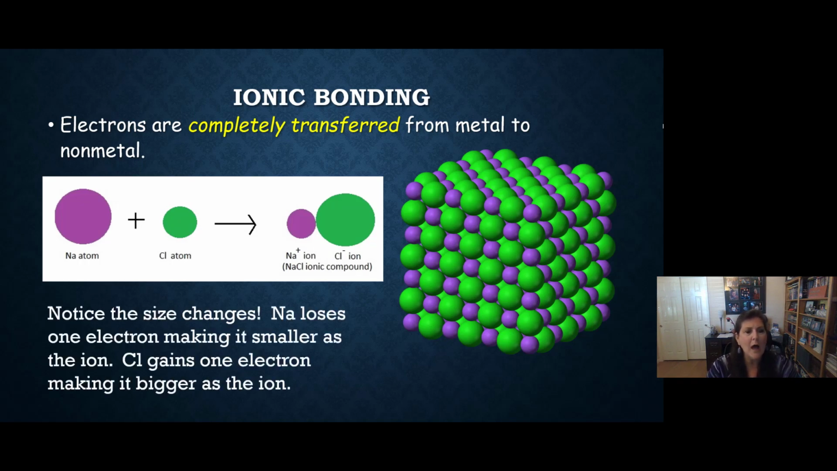Yeah, the sodium lost an electron and that made it smaller, and chlorine gained an electron and that made it bigger. So when you lose an electron, like sodium, it's going from the third level, losing that 3s1 electron, and becoming smaller because it's going to the second level. So it moved inwards. When we lose our outer electrons, we get smaller because we jump in a level.